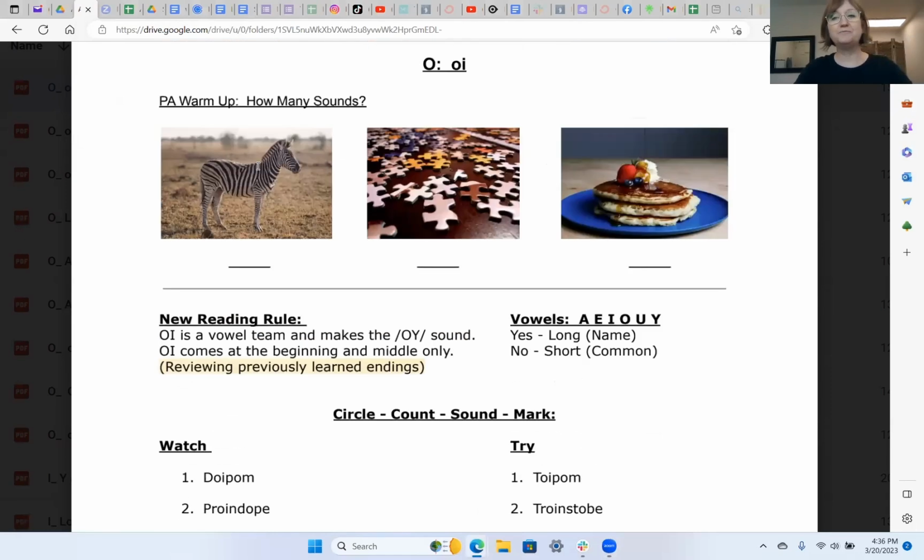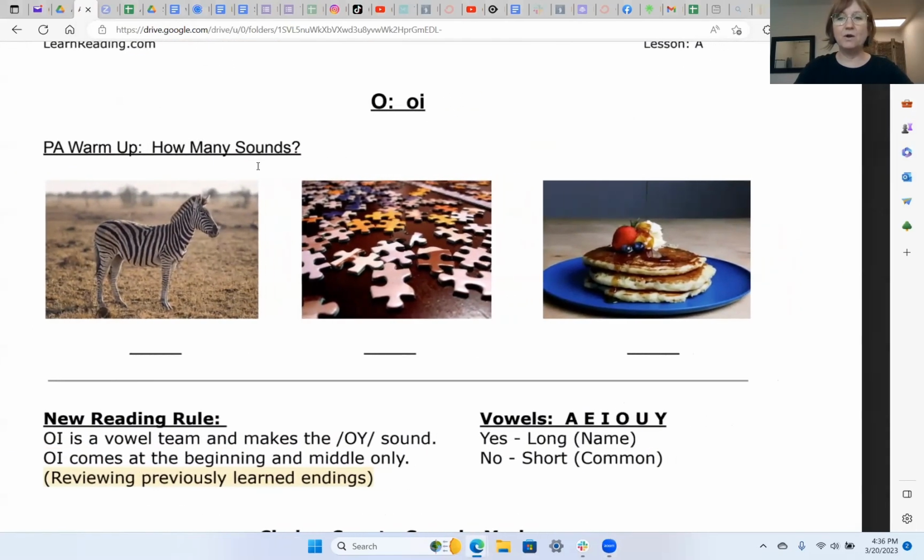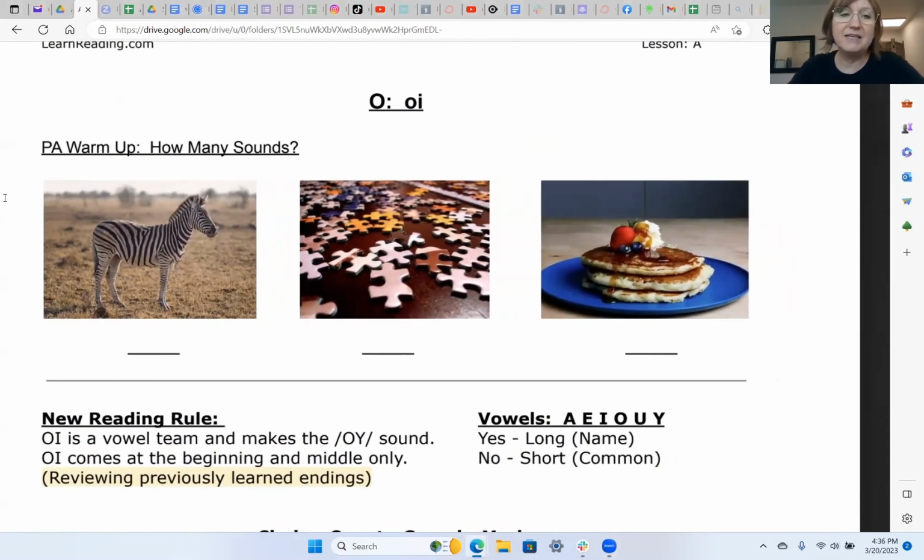But first, let's do our phonemic awareness warm-up. Put in the chat how many sounds are in zebra. How many sounds in zebra? Put it in the chat. Z, E, B, R, A. 5 sounds. Z, E, B, R, A. Zebra has 5 sounds and 5 letters, so that one wasn't too hard.